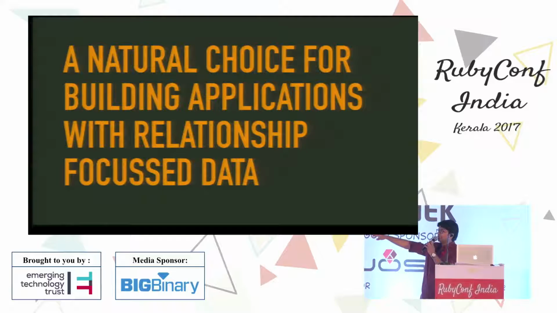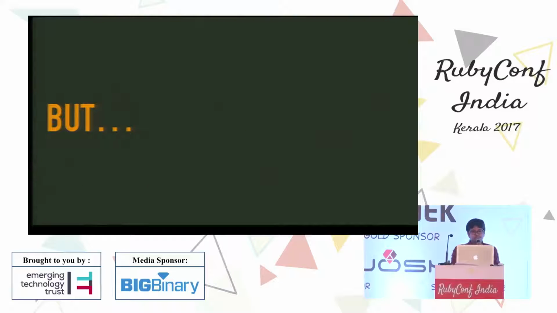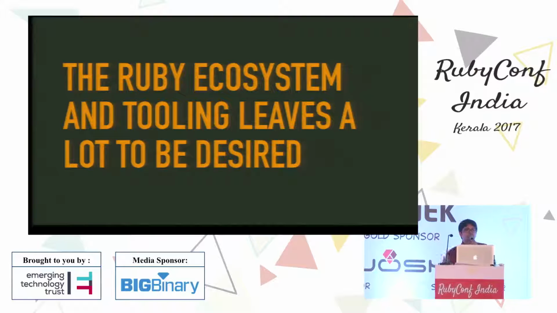And really, relationship-focused data, I'm saying it like it's a special thing. If you think about any data, just go back to your application data and it would be relationship focused. We don't really use separate or lumped data so much. So a natural choice, all works well, but the Ruby ecosystem and tooling leaves a lot to be desired, right?